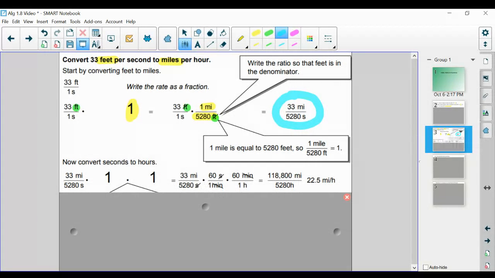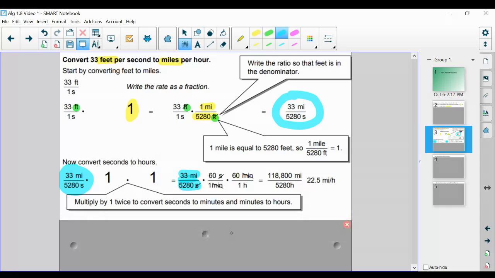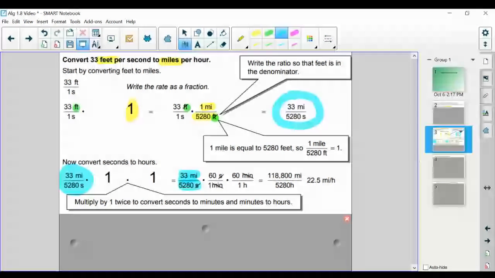So I know it looks like a lot, but again, we're starting with 33 miles over 5,280 seconds, and we're going to be multiplying it again by 1, but twice. So when we multiply, we know there's 60 seconds for every 1 minute. So we need to look at where we're starting at, and we're starting at 33 miles over 5,280 seconds. So we want to have seconds in the numerator. That way those seconds will cancel out. And as we do that in the first time, you see that cancels and this cancels.